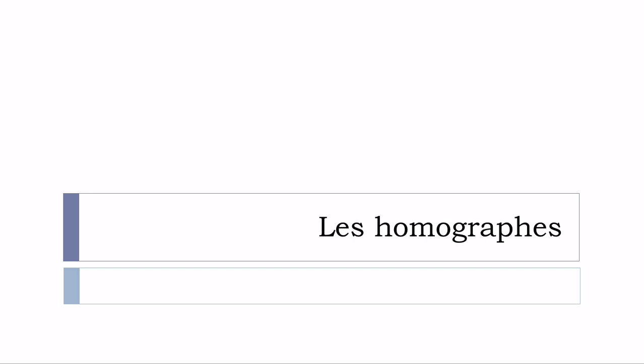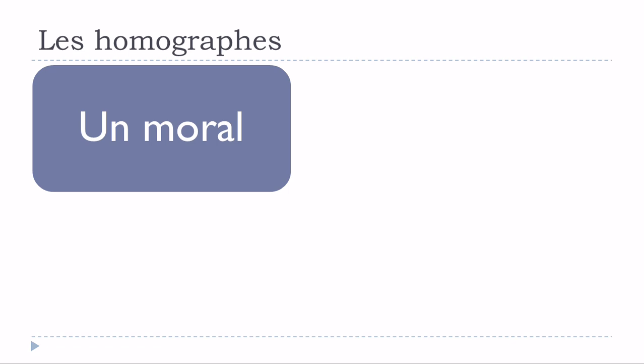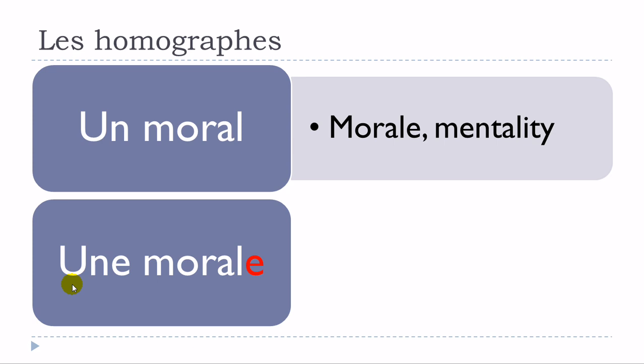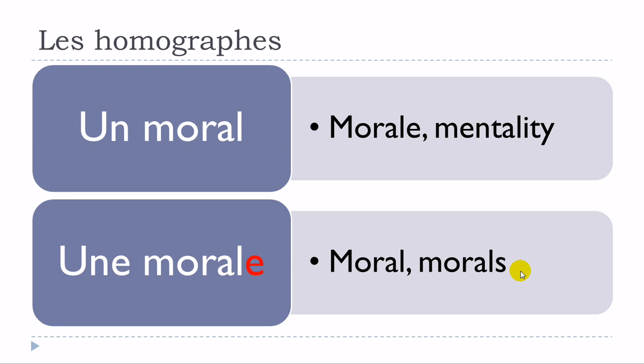We'll see the first one. The first one is un moral. You can see the meaning here in English. If we see the feminine form, I wanted to start with this one because, as I said, in most cases they will be written the same way, but in that case you've got this e at the end, which is silent, so you don't pronounce it. So clearly it is the same pronunciation for the two words, but in that case it's feminine, une morale. Here is the meaning in English. So un moral, une morale.